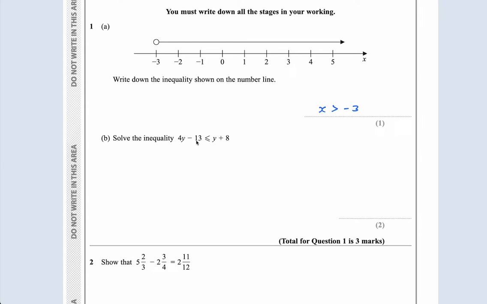Part B, solve the inequality, right? So guys, I'm going to solve this just like I'd solve an equation. 5y minus y less than or equal to 8 plus 13. So I subtract the y and I add the 13. 4y minus y is 3y. 8 plus 13 is 21. y is less than or equal to 7.